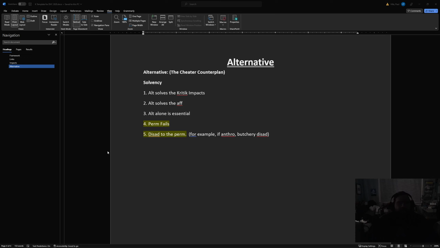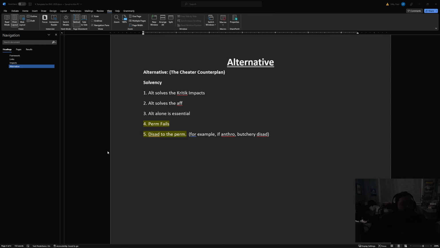A lot of people, like on a cap K, will make arguments as to why getting rid of capitalism is what will solve all of those issues that the AF outlined in the first place. They only exist because capitalism exists. And then obviously the alt alone is essential, is another preempt to a perm. Fourth, perm fails. Fifth, disadd to the perm.